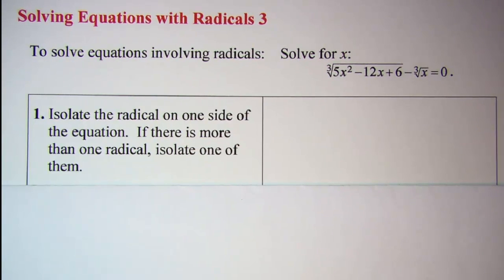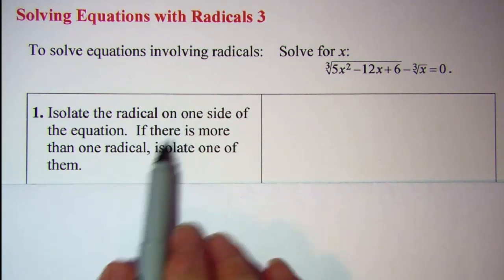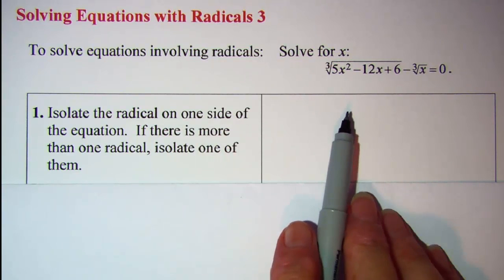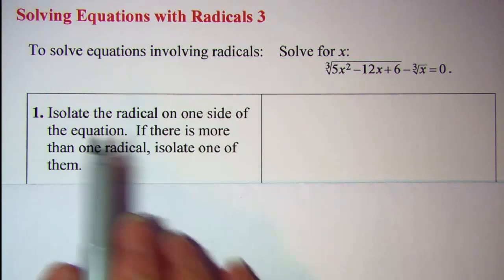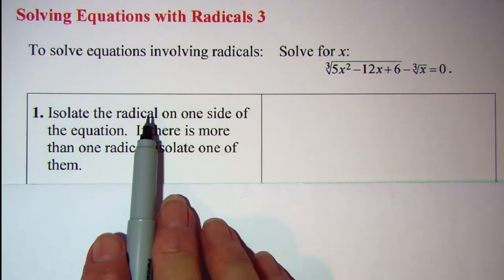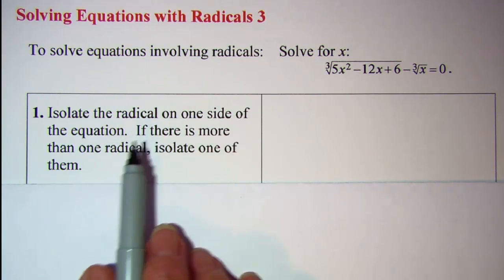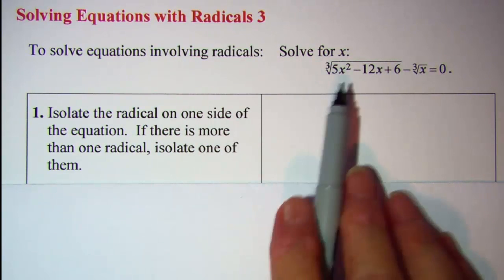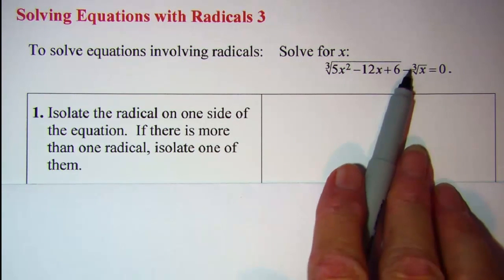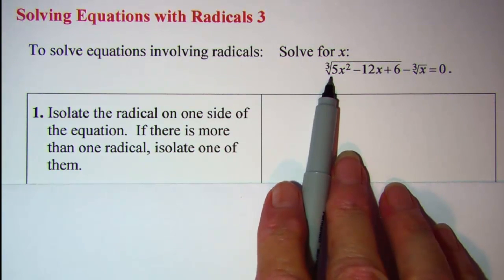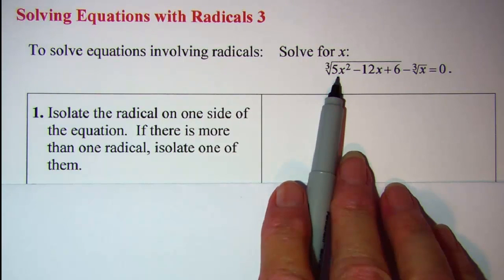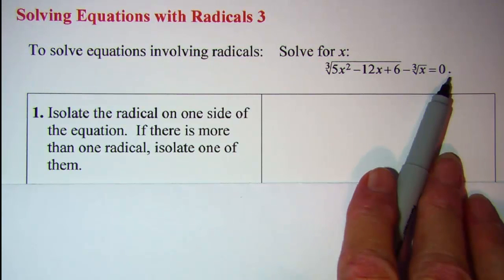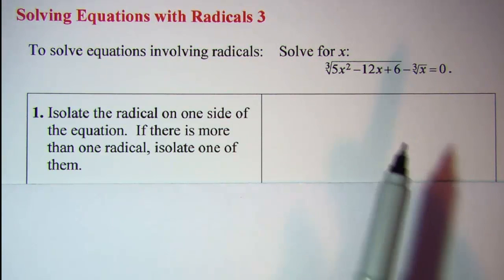As I'm working through the problem, the steps that I'm taking will be written here on the left side, and then I'll actually work through the problem on the right side. My first step is to isolate the radical on one side of the equation. If there's more than one radical, isolate one of them. So I'm going to isolate this first cube root of the trinomial. I'm going to leave that on the left, and then I'm going to move this little radical to the right side by adding cube root of x to both sides.